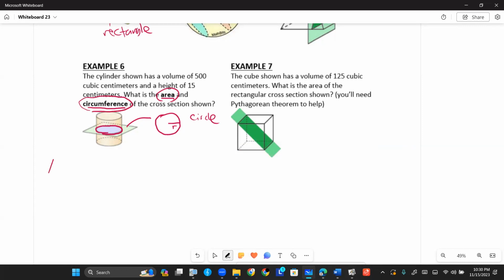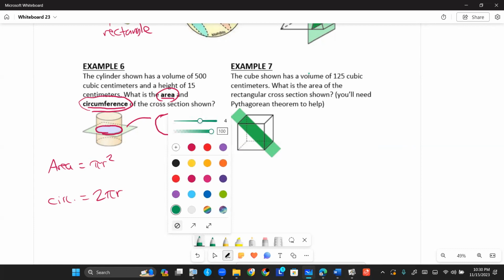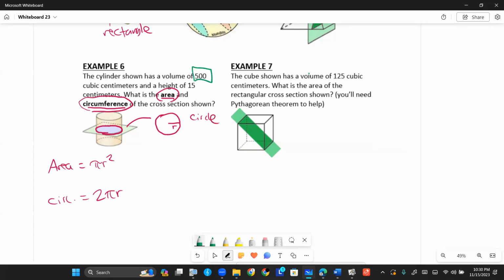So area of a circle formula is pi r squared. Circumference is going to be 2 pi r. So we're going to use those formulas. We'll need the radius to be able to figure this out. So let's look at what we have. We have a volume of 500. And because it's a cylinder, I know that that volume formula is going to be pi r squared times the height. I also have a height of 15.